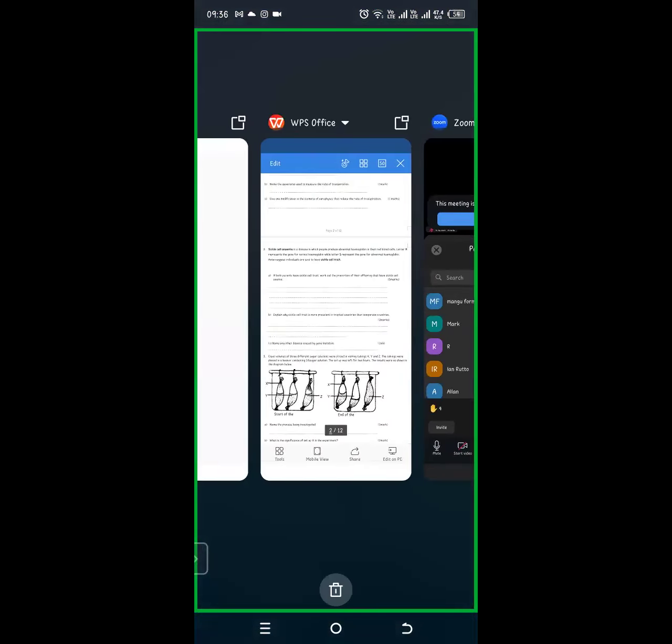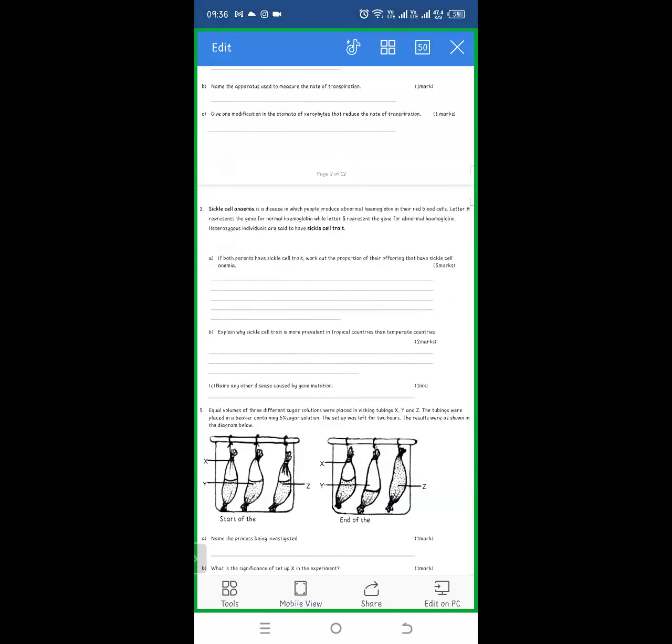Excuse me, teacher. I have a question on part A. Yes, please. On part A, the genotypes will be H, capital, and HBS, which is also capital. Okay, thank you.